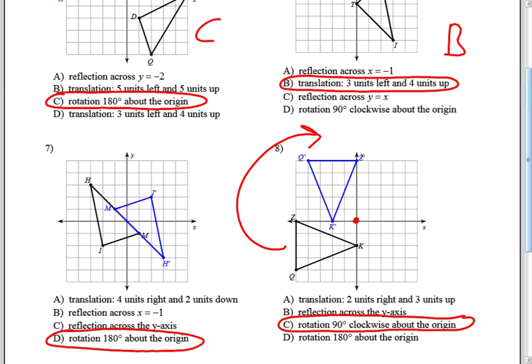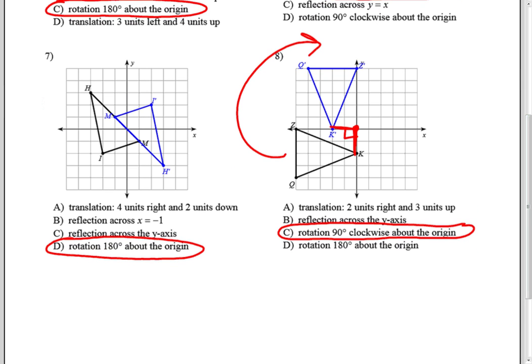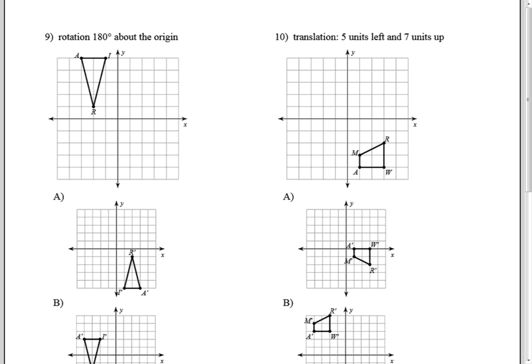Another rotation, if I use that as a handle and then move from K to K prime, that's a 90 degree move. That was D, that was C. Graph the image using the transformation given. Is that what you have on your paper?